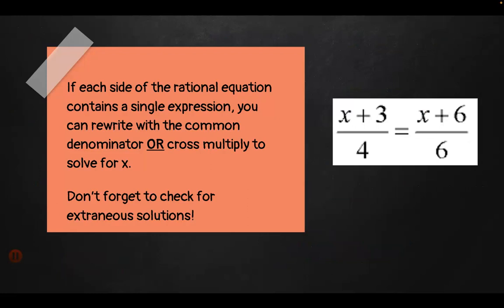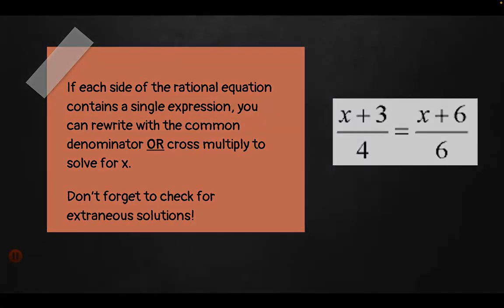Okay, now sometimes what you might see is that you get a rational equation that contains a single expression on both sides. So there are actually two ways that you can solve this equation. You can rewrite with the common denominator like we did in the last few examples, or you could actually cross multiply to solve for x. Again, you have to check for extraneous solutions anyways, so let's show you both ways on how to do it.